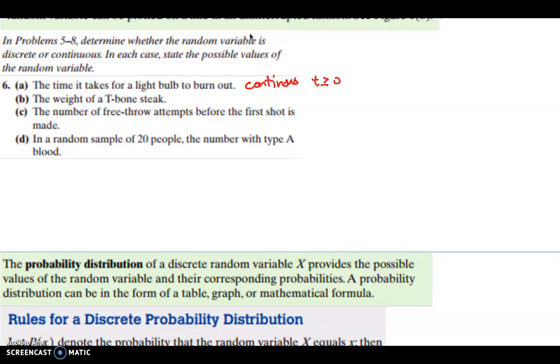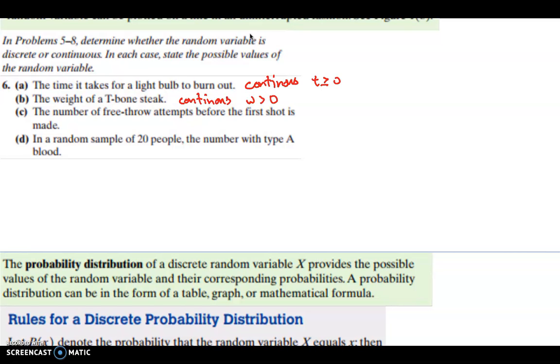Okay, the weight of a T-bone steak. Now you may think, yeah, that's discrete because it can only weigh so much, but this is actually also a continuous variable where the weight must be greater than 0 because you have to have something. But the weight, you may look at something and say, well, the scale says 2.3 pounds. Well, that's what the scale says, but the scale can only measure to so much precision. It could be 2.324579, whatever.